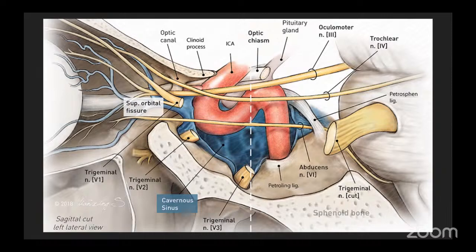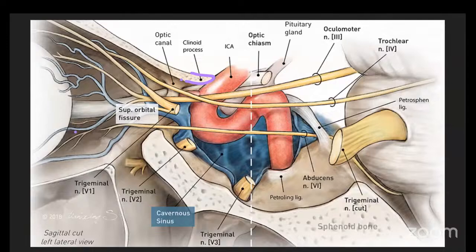Now, let's identify the anterior clinoidal process first. Please mute yourself. Who's this? Okay, so this is the anterior clinoidal process here, the one that I outlined in purple.